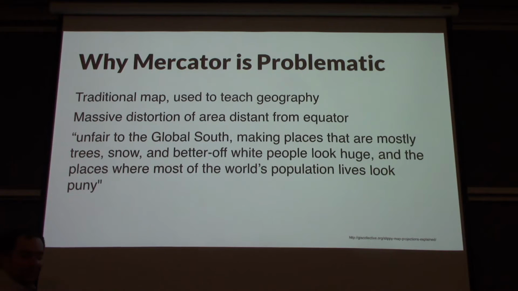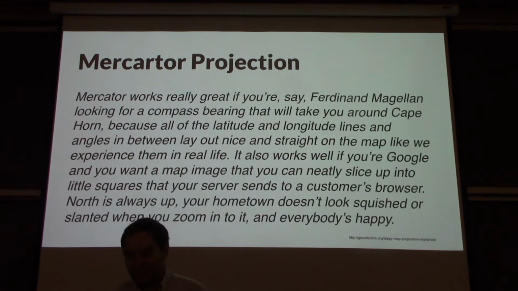So why is it problematic? It's not problematic if you want to use it to navigate at sea, but it's problematic when you want to teach students about geography. You have a massive distortion of area distant from the equator. So it's unfair to the global south, making places that are mostly trees, snow, and better off white people look huge, and the places where most of the world's population lives look puny.